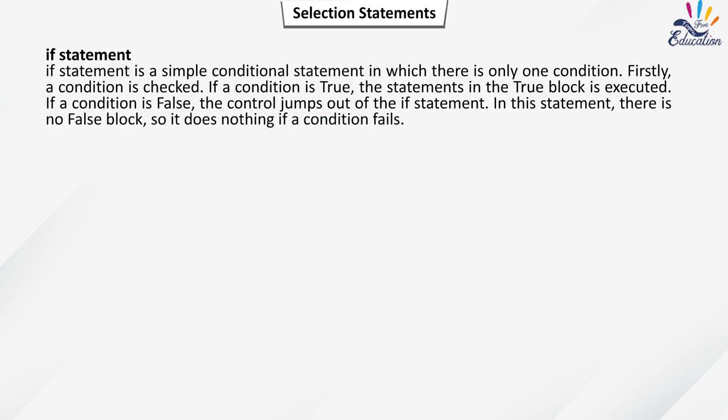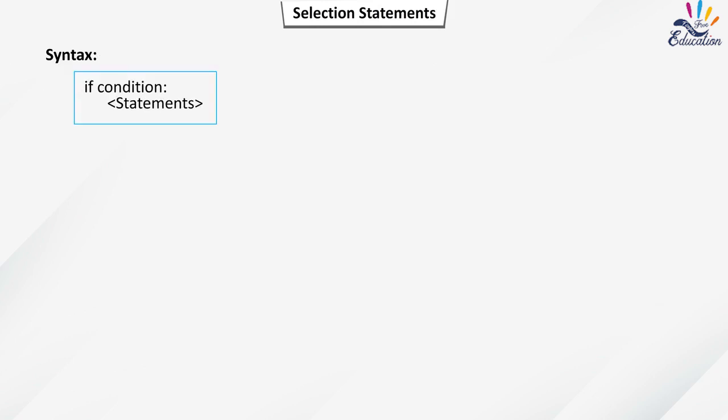If statement. If statement is a simple conditional statement in which there is only one condition. Firstly, a condition is checked. If a condition is true, the statements in the true block are executed. If a condition is false, the control jumps out of the if statement. In this statement, there is no false block, so it does nothing if a condition fails.